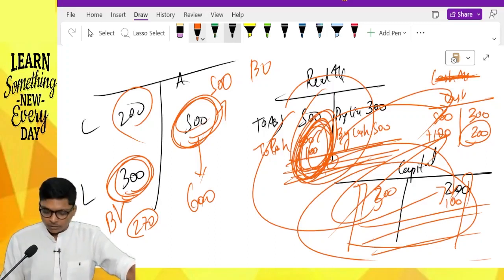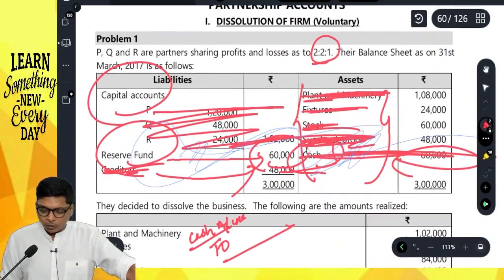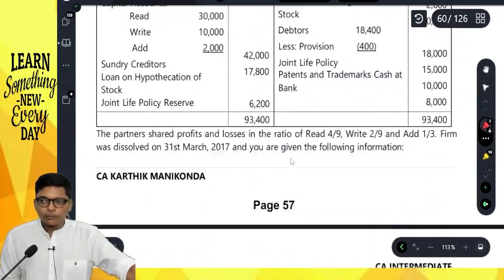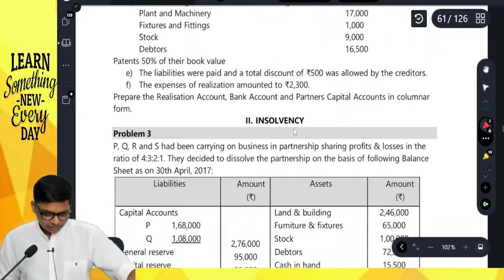Okay. So we are done with question number 1. If we start question 2, we may go beyond 10. I will take a small question which gets over in 5 minutes.